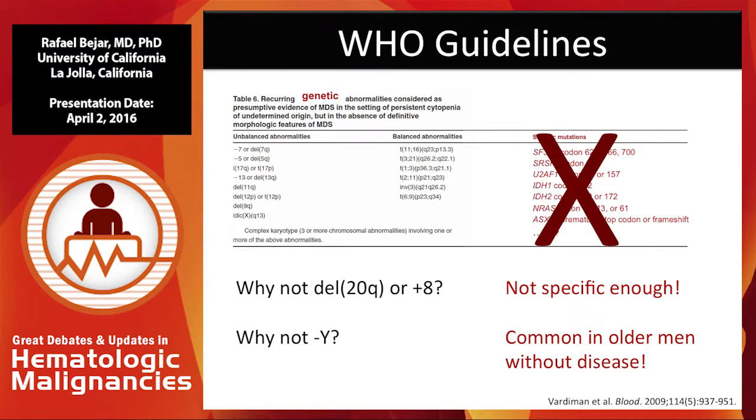So are the mutations more like the things that are in the table, or are they more like the things that were excluded from the table? And the answer is the latter, and I'll give you some examples of that.